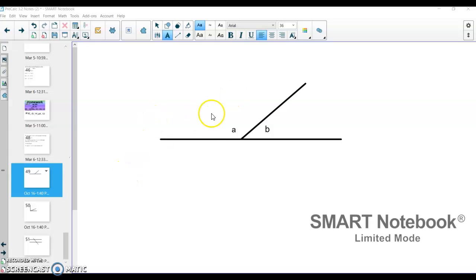Alright, here's a short video about the major angle relationships we've seen in Chapter 2. This is not all of the vocab that's on our vocab sheet, but these are those main angle relationships. And so the first one we're looking at here is the supplementary relationship.